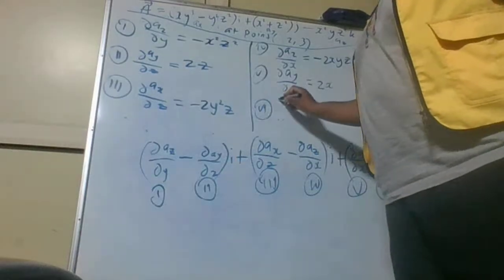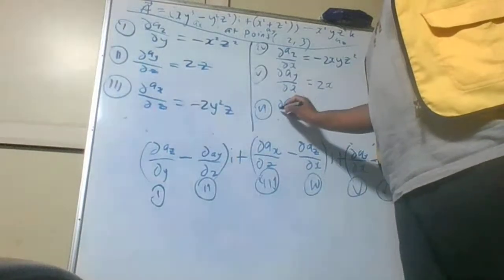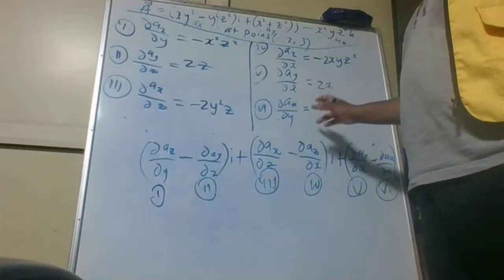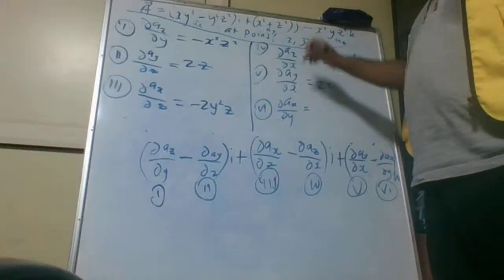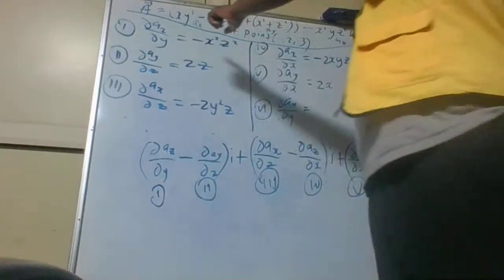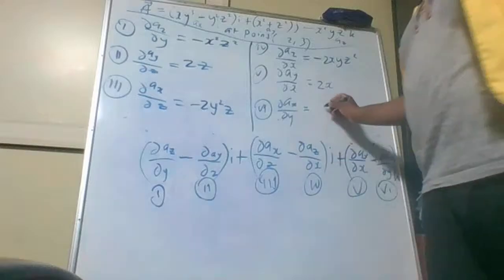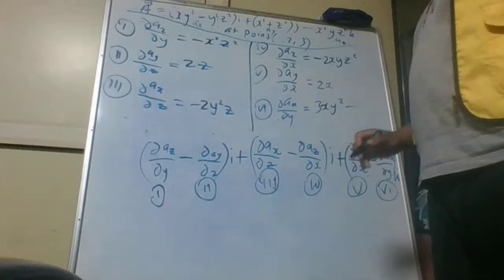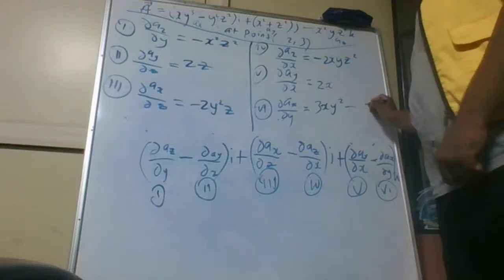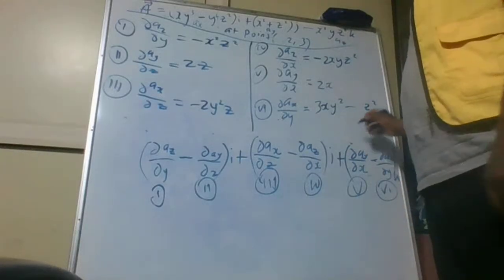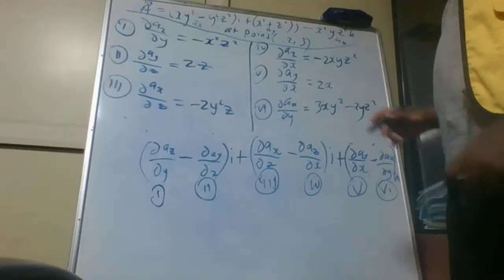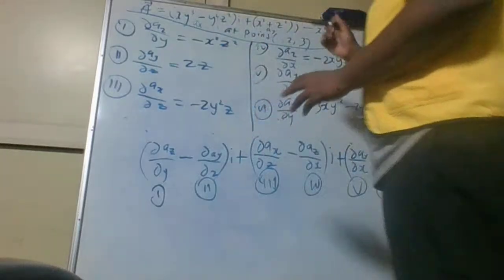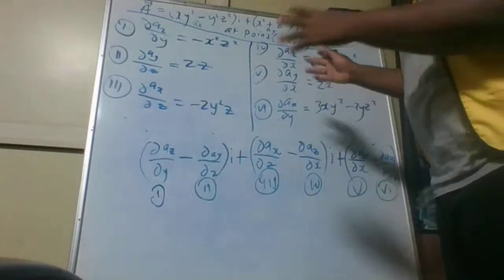For number 6, we have the partial derivative of Ax with respect to y. Remember, x is constant here, so that will be x times the derivative of y cubed, which is 3y squared, minus z squared, which is constant, times the derivative of y squared, which is 2y. So that will be 3xy squared minus 2yz squared. If you notice, everything here is different because they are different partial derivatives, so they have different answers.